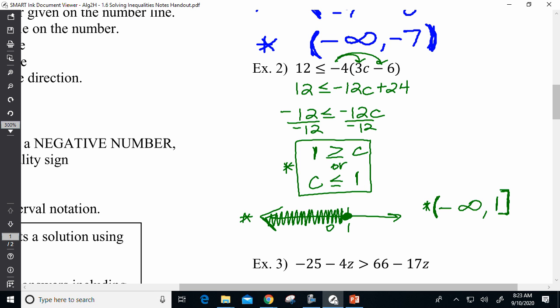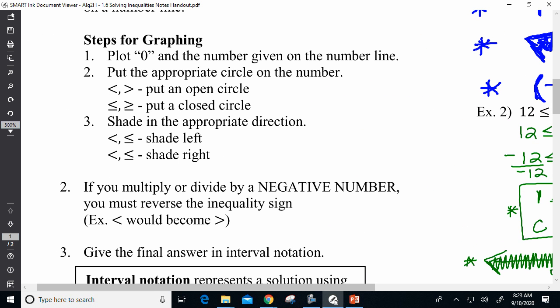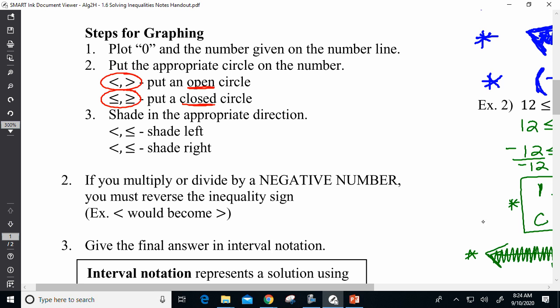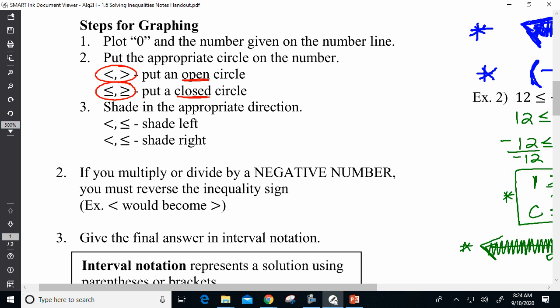So questions, problem number 2. So open circle and closed circle depends on the sign. If you have less than or greater than, that gets the open circle. Less than or equal to or greater than or equal to gets a closed circle. So if you see the line underneath, it's giving a closed circle. Good question. Any other questions sitting out there? See something in the chat. Let me make sure that I put that out.